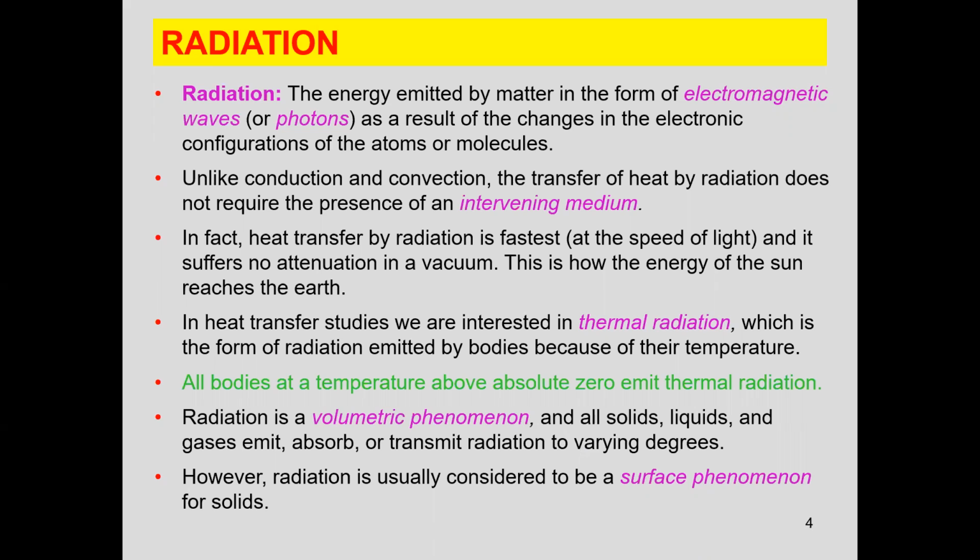So that is the difference from the other methods: the intervening medium. This time we don't need any medium because it's electromagnetic radiation, so photons can travel across vacuum also. In fact, heat transfer by radiation is fastest, at the speed of light, because it's an electromagnetic wave, and it suffers no attenuation in vacuum. This is also how the energy of the sun reaches us, with this method only.